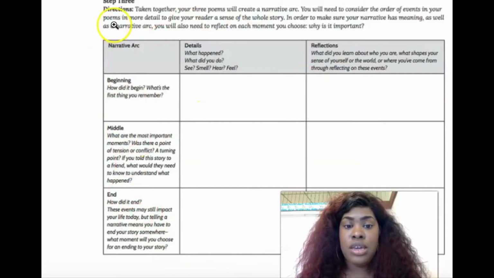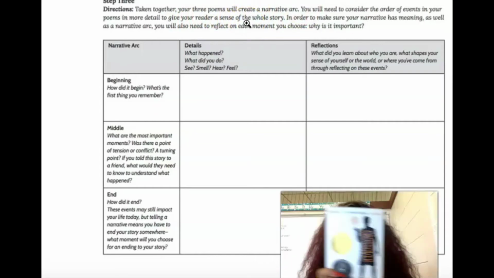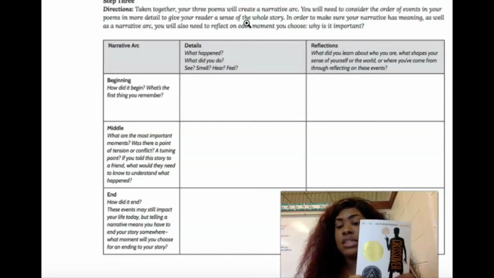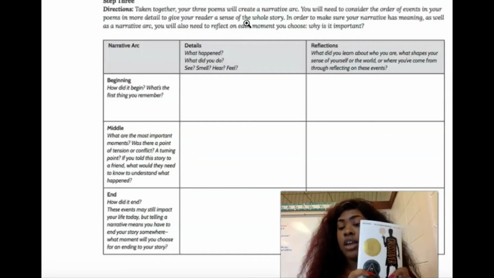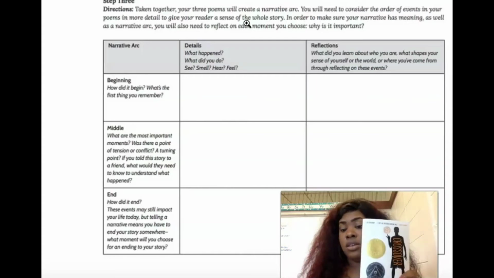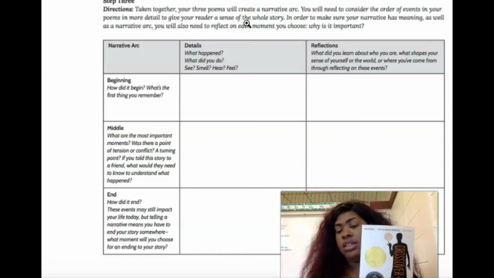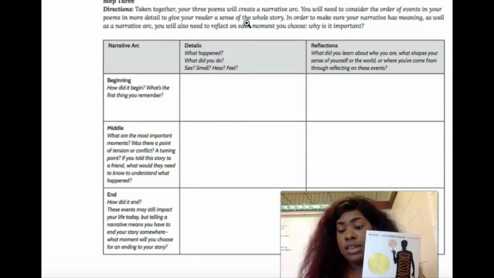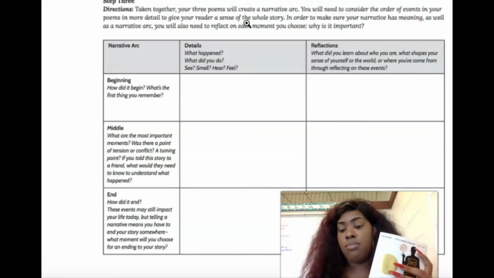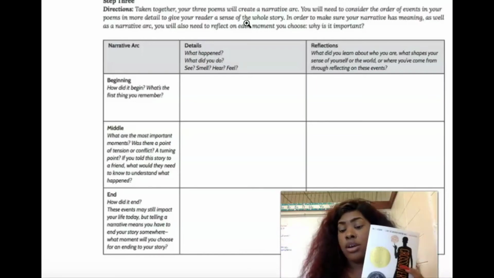For step 3, taken together, your 3 poems will create a narrative arc. So just like in The Crossover, there's many poems in here, and it creates a narrative arc. The narrative arc in The Crossover goes from the beginning, the middle, to the end. There's no flashbacks or anything like that. But maybe yours does have a flashback. You want to make sure that your stories or your poems create a narrative arc.